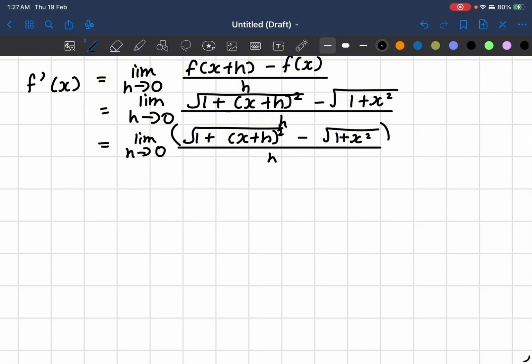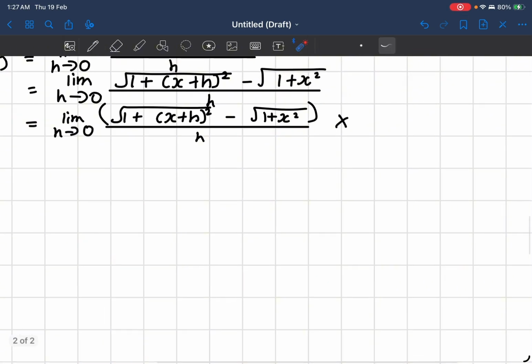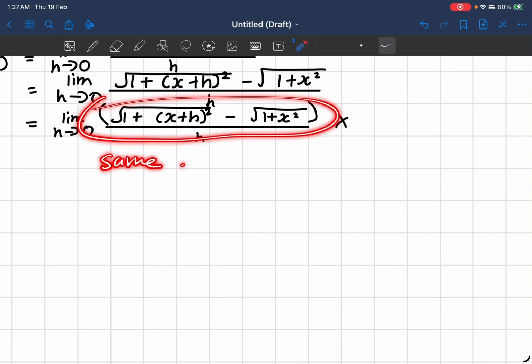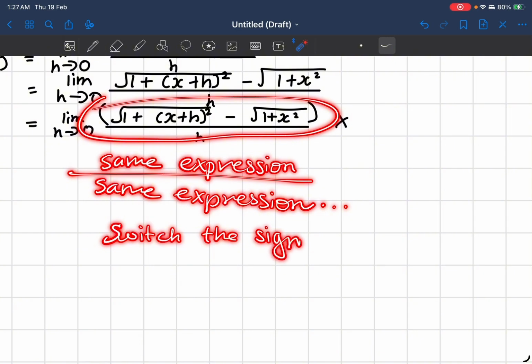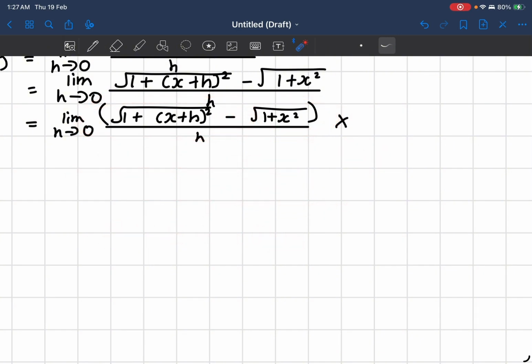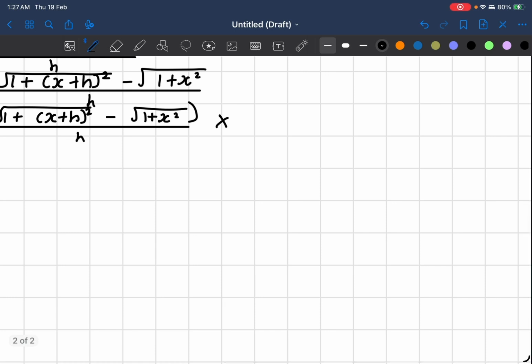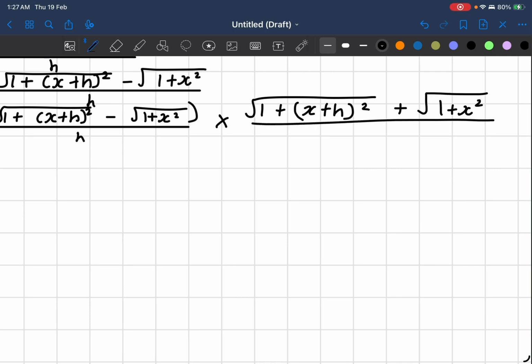divided by h. Now, what we're going to do is we're going to copy down this whole expression. So we're going to write the same expression divided by the same expression. But there's one little twist, okay? And that's we have to switch the sign. So right now we have a negative here. That's going to become a positive. Okay, so let's just see how that's going to look like. We're going to get 1 plus x plus h squared all square roots plus 1 plus x squared all square roots divided by the same exact thing as shown here.